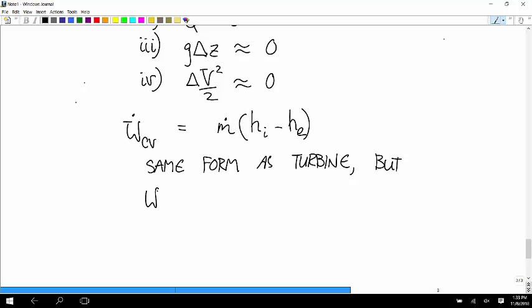But this time, W_CV is going to be less than 0 because that's electrical power coming into the system. And so in this case, the enthalpy at the exit is going to be bigger than the enthalpy at the inlet.